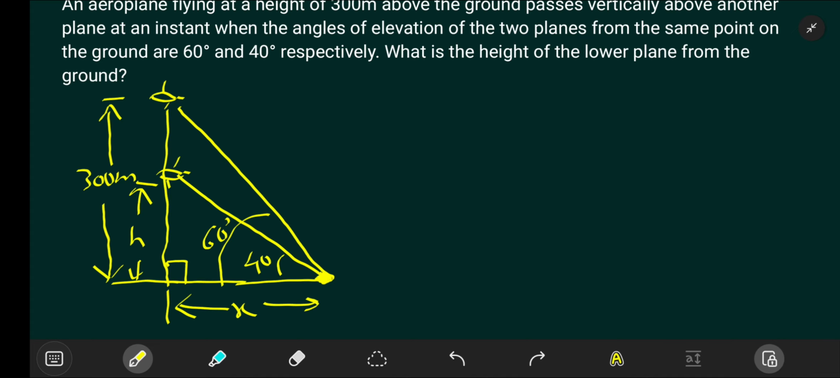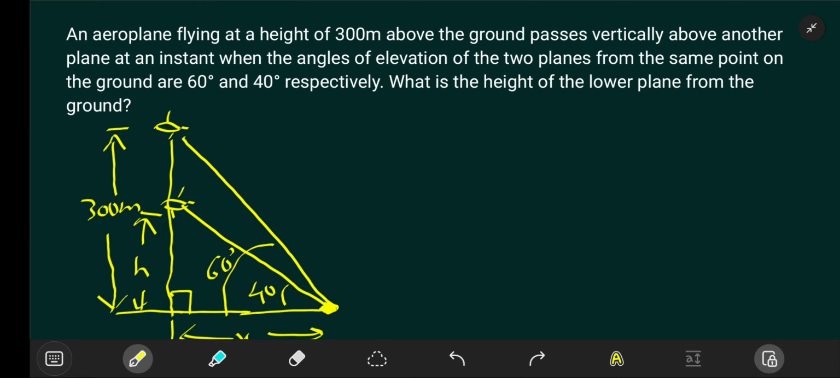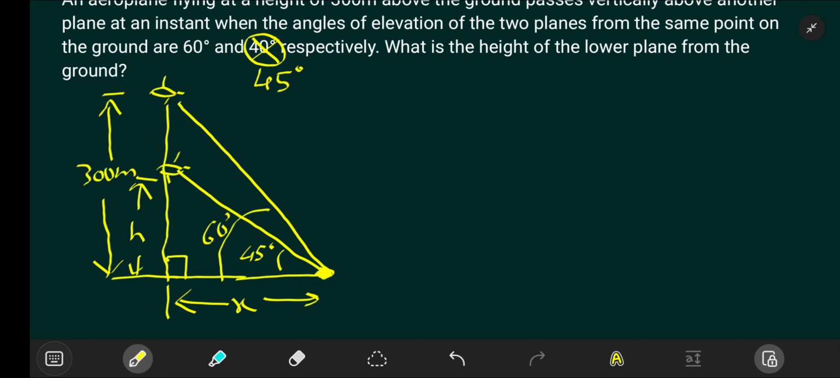This is not 40 degrees. This is 45 degrees. Mistake in the question. Tan 45 degrees is equal to h upon x.